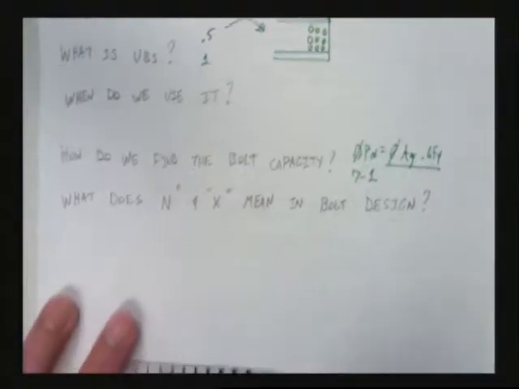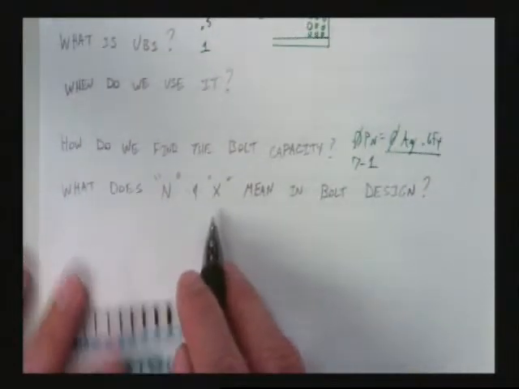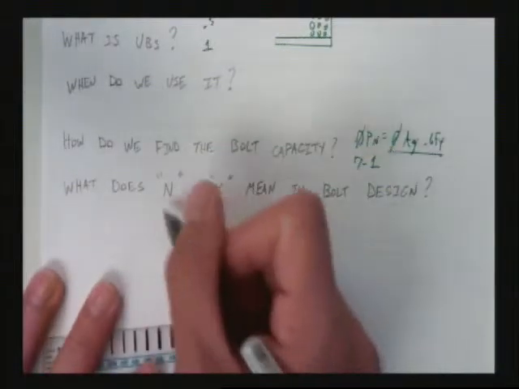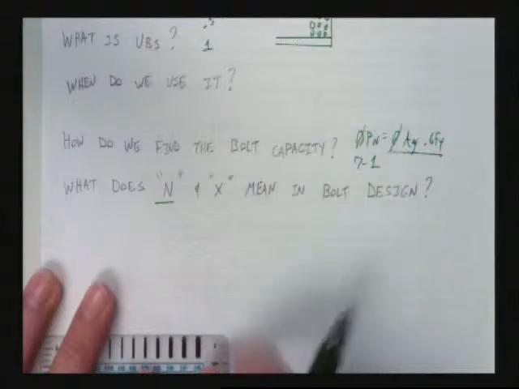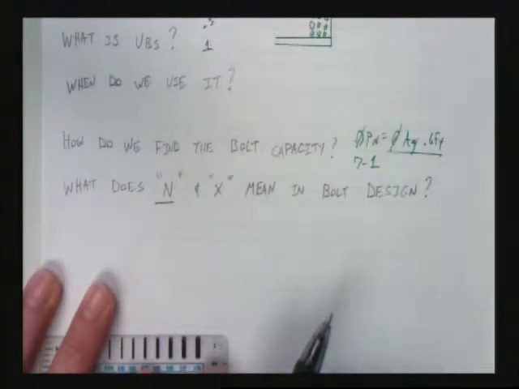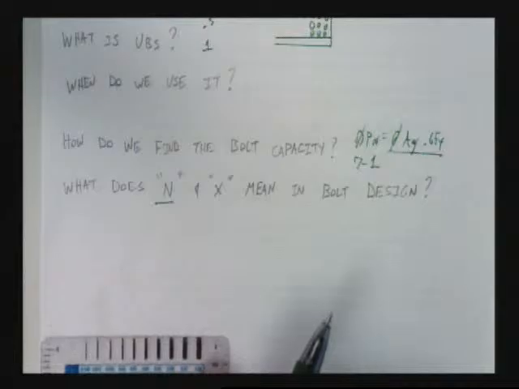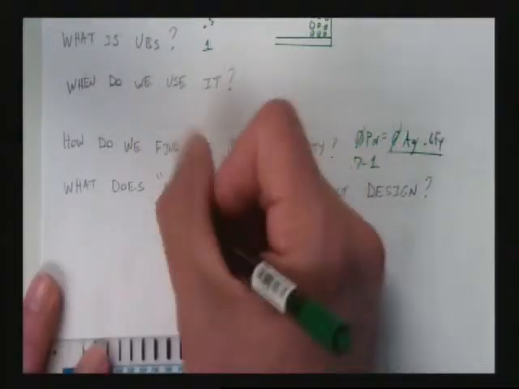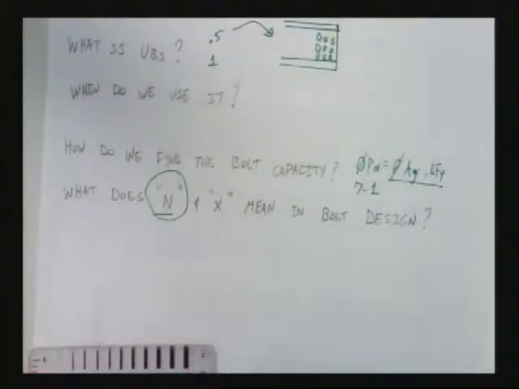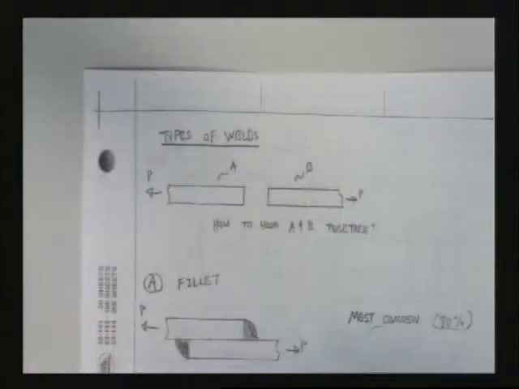When we have an N and an X in bolt design, what does that mean? What does an N mean? Threads included. An X means threads excluded. Which one has lower capacity? Included. N would have the lower capacity. Great. This is all stuff we've seen before. So boring, right? Let's talk about welds.